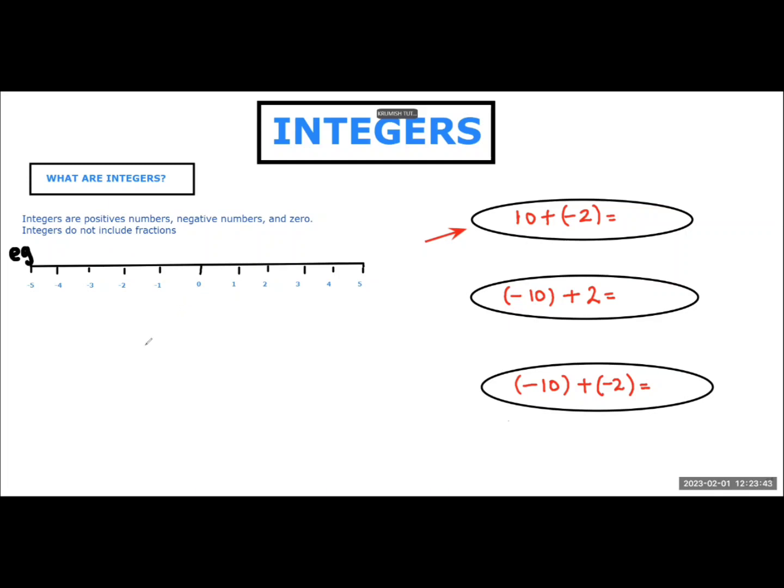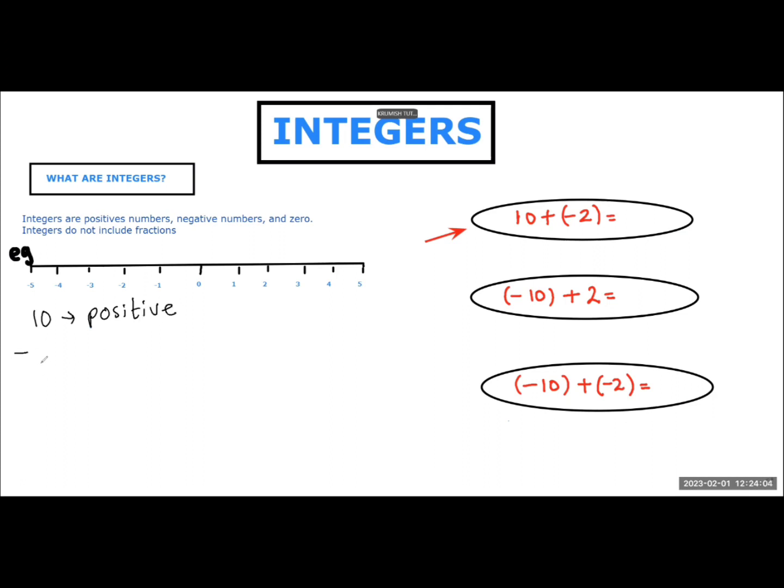If there is no sign in front of a number, for example, the number 10, there's no plus or minus in between, then this is just a positive number, a normal number that we've been doing maths with for a very long time. So this is a positive number.